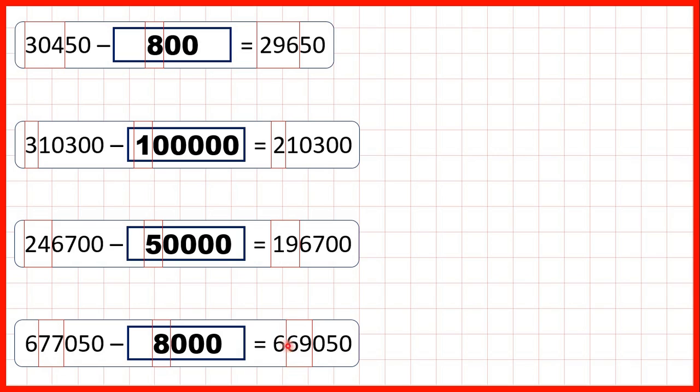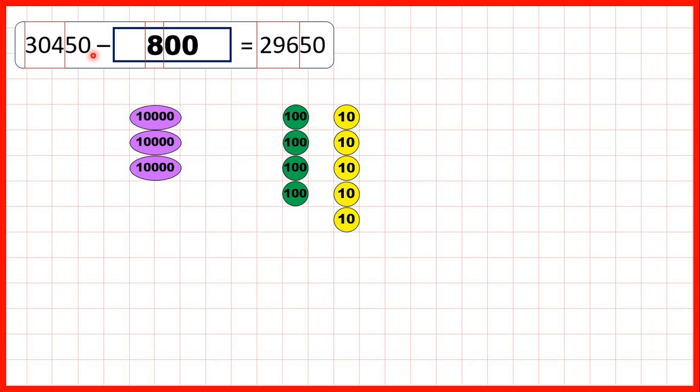77 minus 8 is 69, and our other digits have stayed the same, so because our hundreds, tens and ones are the same, we need 3 zeros after the 8 to show that it's 8,000s that we've subtracted. So now let's look back to our first question.